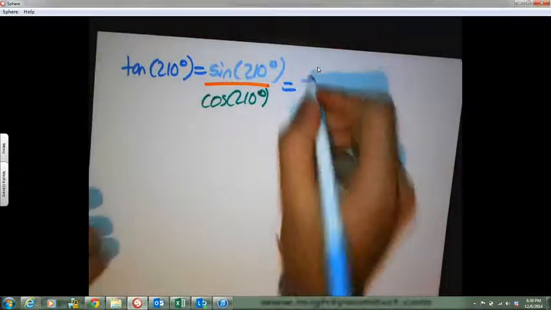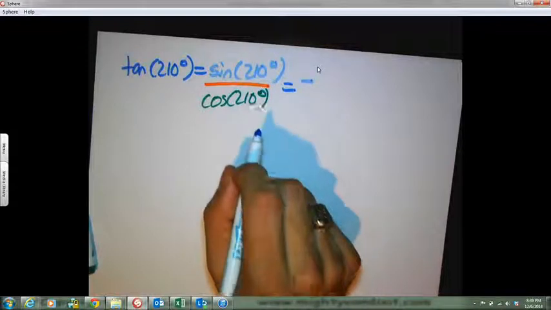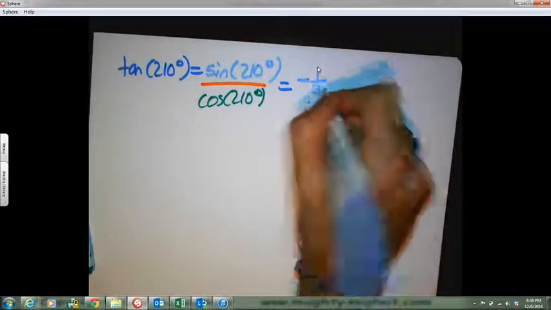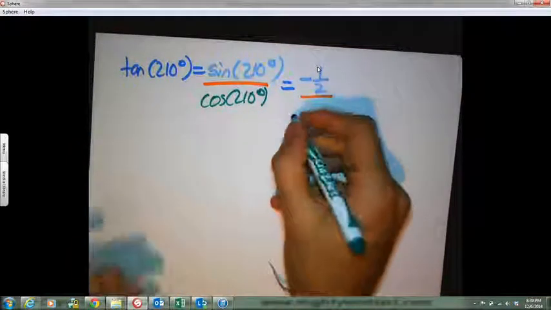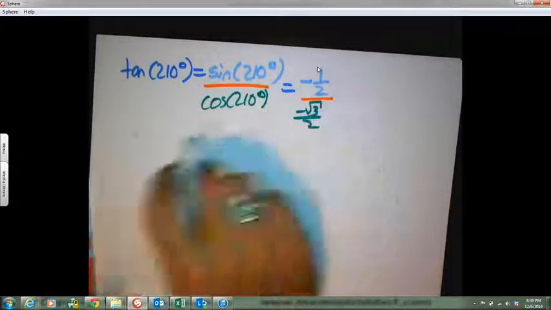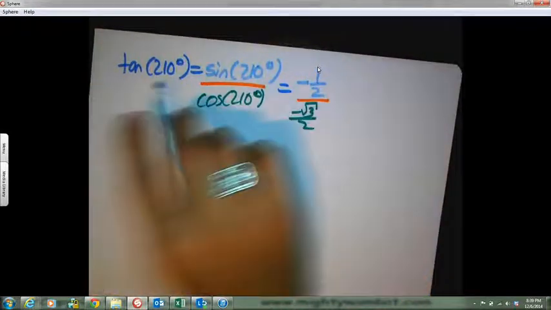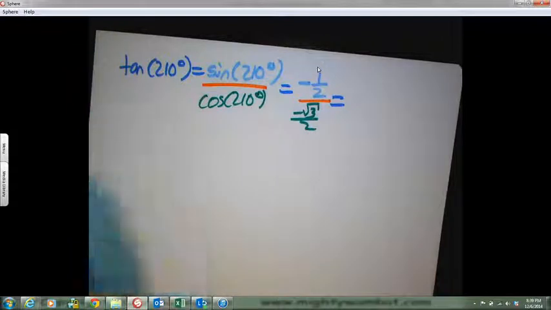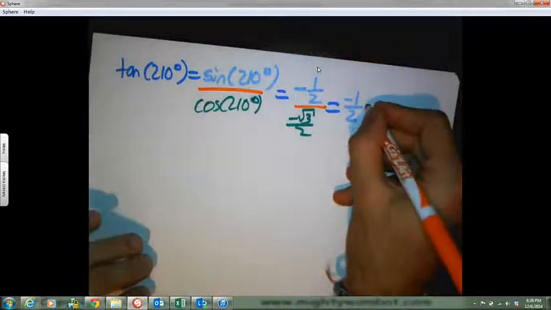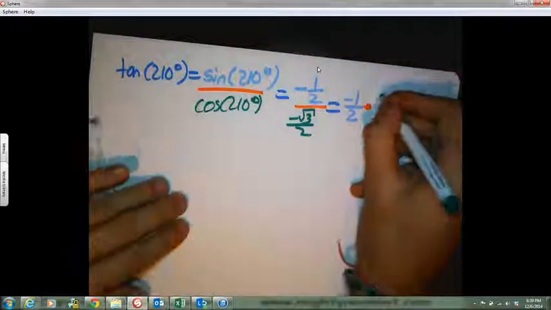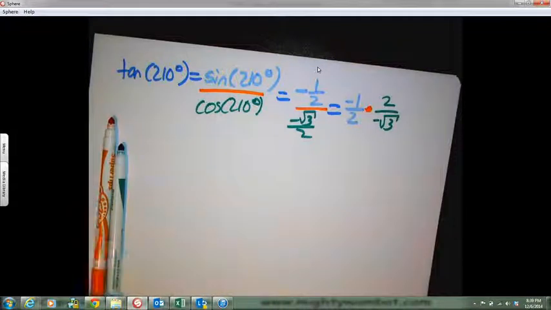I'm going to keep, change, flip. It's fraction divided by fraction. Keep the top one. Change division to multiplication. Flip this. And now the algebra starts. The 2's go away. The negative signs go away. So I have 1 over root 3. Another way of saying that is, as we just typed on the previous problem, multiply by the fancy 1.